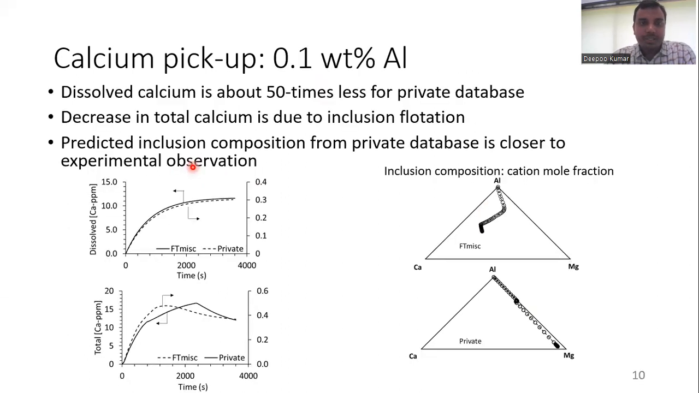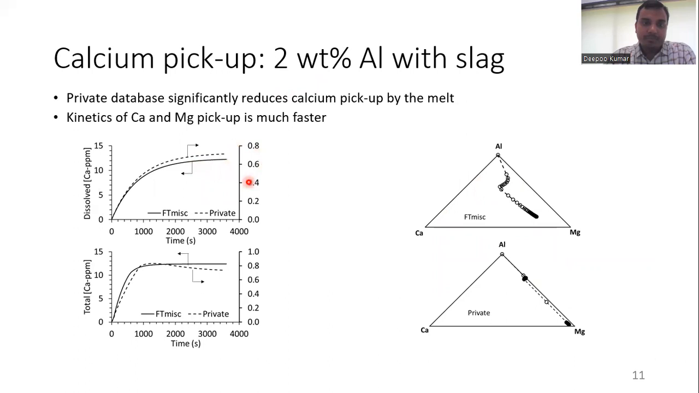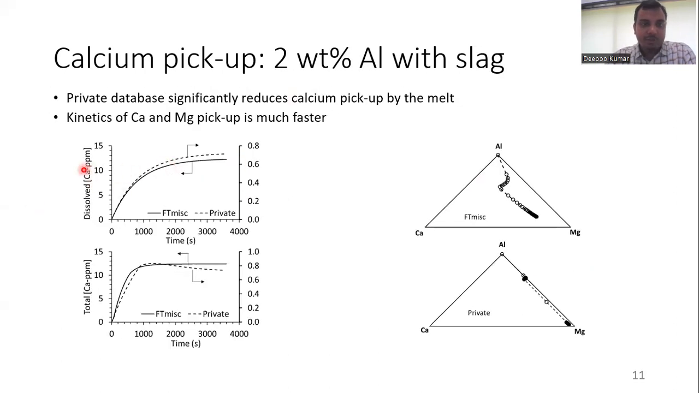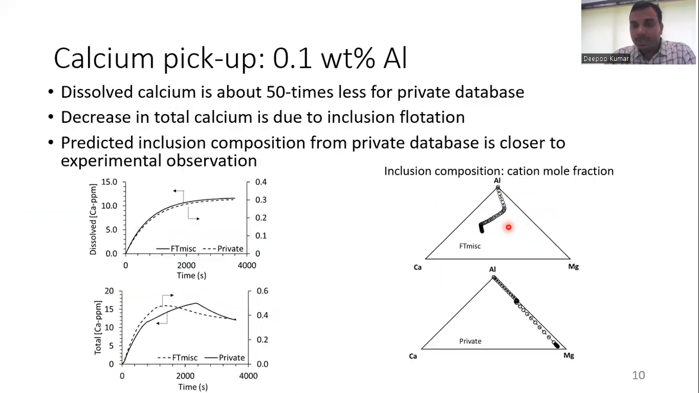However, compared to the previous case, now the calcium content has increased by twice in amount, and using the private database there has been a slight increase in this case as well, and in FT-MISC as well. And a similar trend you can see in the case of total calcium as well. And now you can see in this case the kinetics of calcium and magnesium pickup is much faster. So this is the case of FT-MISC, again the inclusion composition, compared to this.